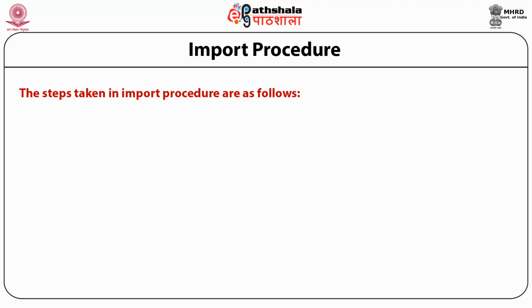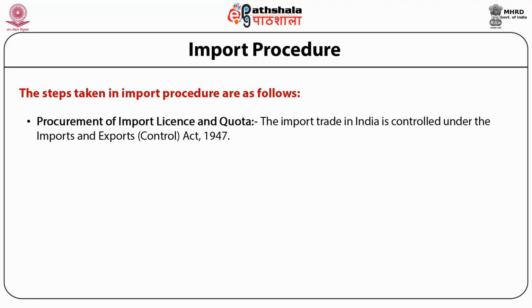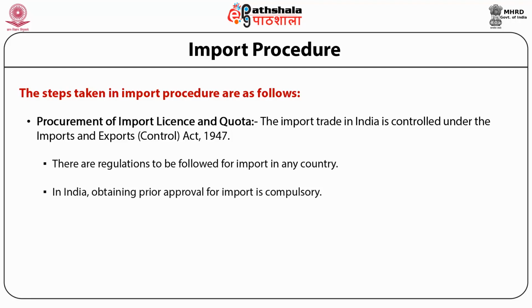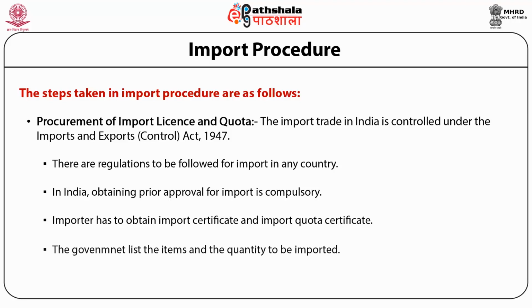The second step is procurement of import license and quota. The import trade in India is controlled under the Import and Export Control Act 1947. There are regulations to be followed for the import in any country, and similarly in India, for import, obtaining a prior approval for import is compulsory. Importer has to obtain import certificate and import quota certificate. The government lists the items and quantity to be imported.